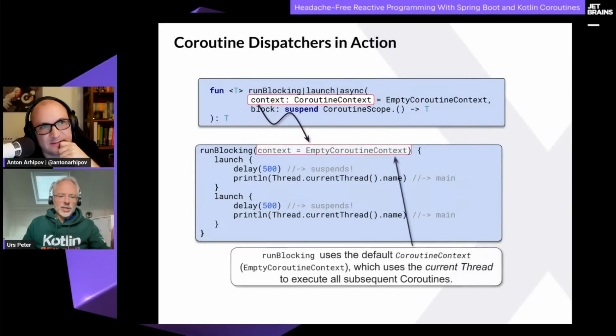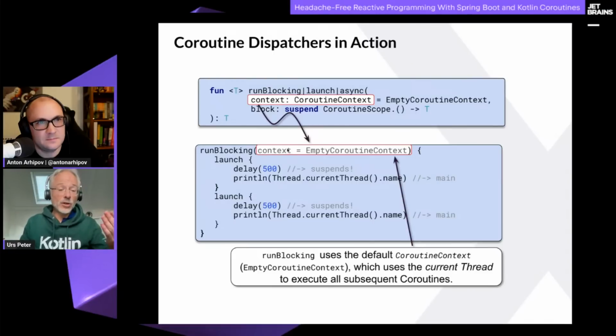So another simple example here, I have runBlocking, then I launch two coroutines. And by default, I get this empty coroutine context. What does that mean, empty? Well, it means that it uses the thread that was calling this method. So if this would be a main method, it would be the main thread. So it would use the main thread to launch those coroutines. And then we do have these two delay calls.